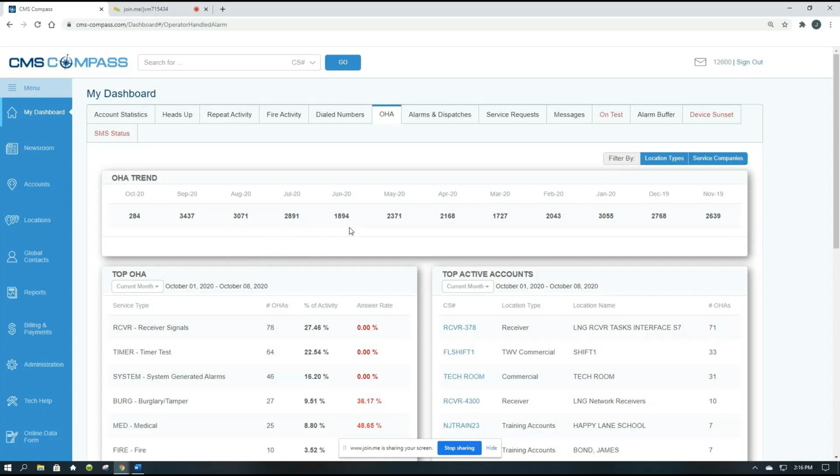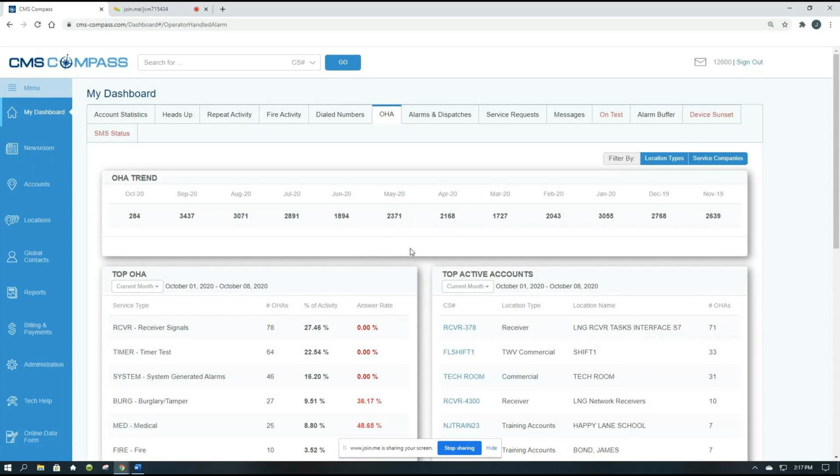You're looking for these trends on how high your OHAs are going. And you want to keep those as low as you possibly can, because that allows for the CMS reps to handle real burg signals. You're not going to do a whole lot to drop your burgs, your fires, your high priority stuff like your panics and holdups. But that's what you want the monitoring reps to be handling anyway, right? You don't necessarily want them handling low battery signals or even missed timer tests and stuff like that, unless it's a very high priority account. But by keeping this low, you're keeping it true to what they really should be working on.